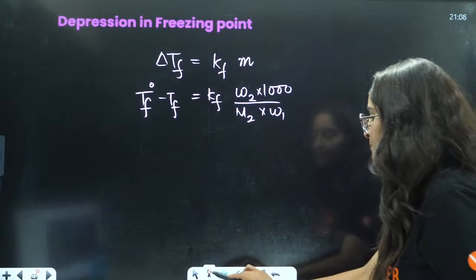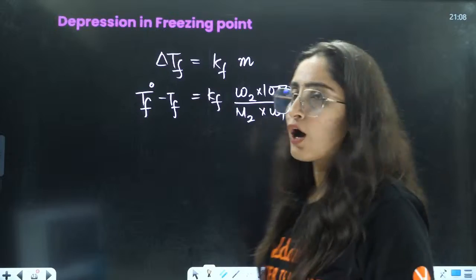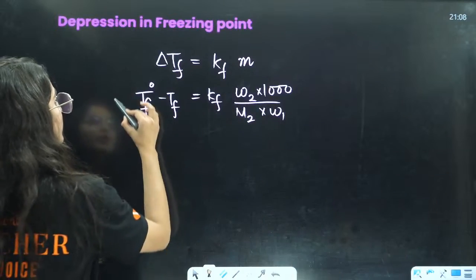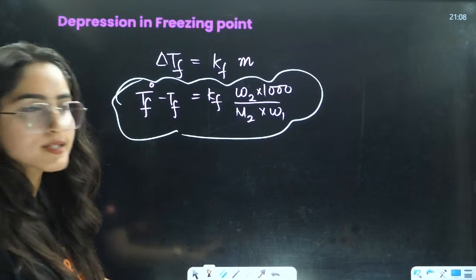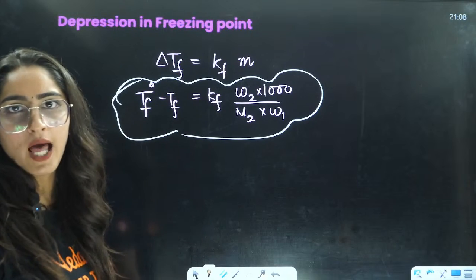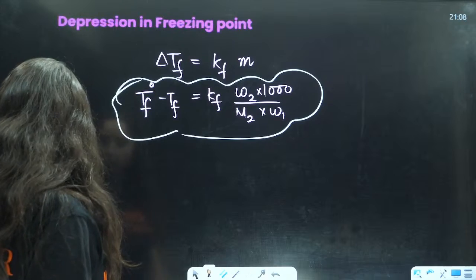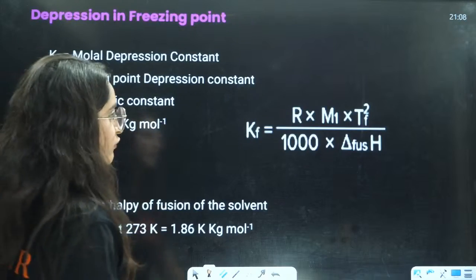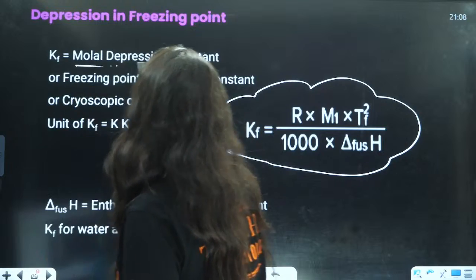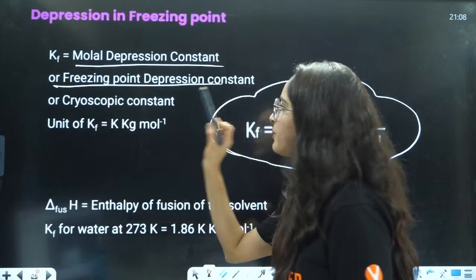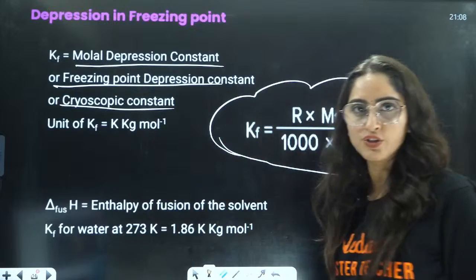Okay. Now what to do? Everything else is going to be same. The same way you will solve this. The same way things will happen. Now, what is this Kf? Kf is defined as the cryoscopic constant. Molar depression constant, freezing point depression constant, cryoscopic constant.